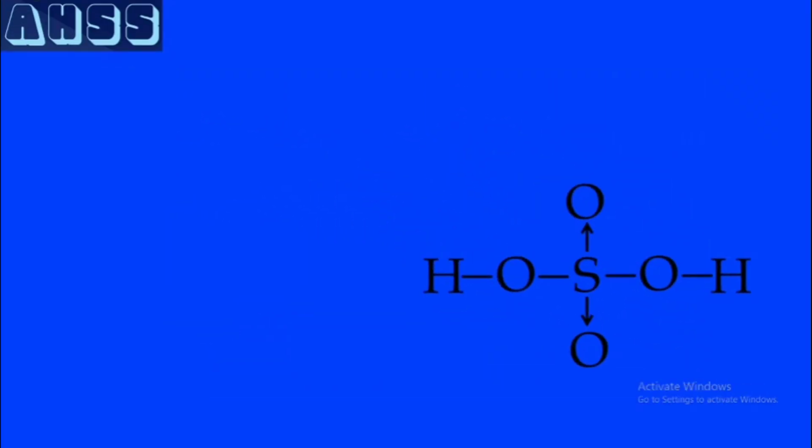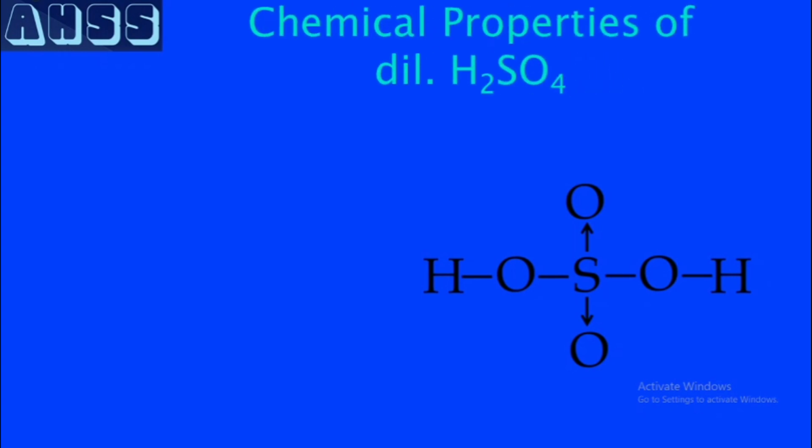Let us see the chemical properties of dilute sulfuric acid first. After that, we will discuss the chemical properties of concentrated sulfuric acid. Dilute sulfuric acid shows all the acidic properties which are shown by the other acids.